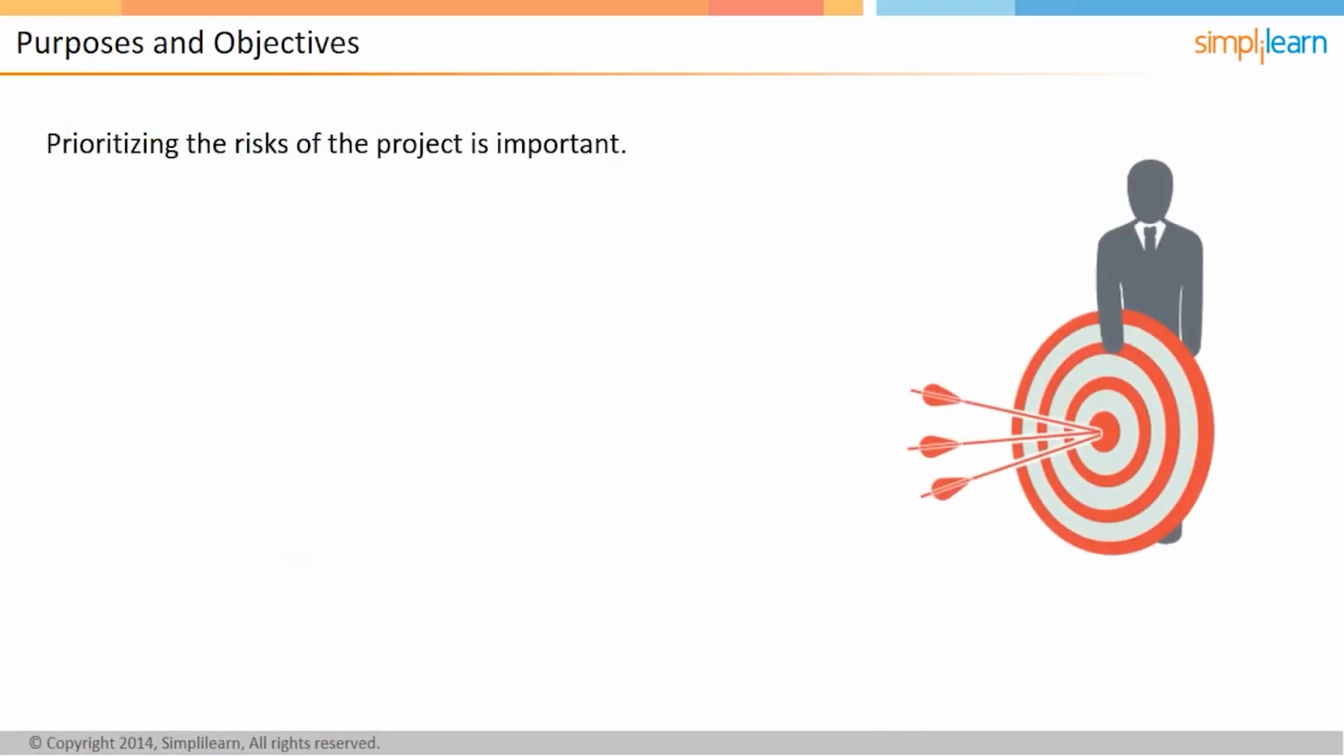It is practically impossible to deal with all the risks of the project at the same time with the same intensity. Therefore, prioritizing the risks of the project is important. Perform Qualitative Risk Analysis process enables the project manager and the team to prioritize the risks of the project by assigning a probability and impact number and arriving at the risk exposures of the risks. The risks are prioritized based on risk exposures.